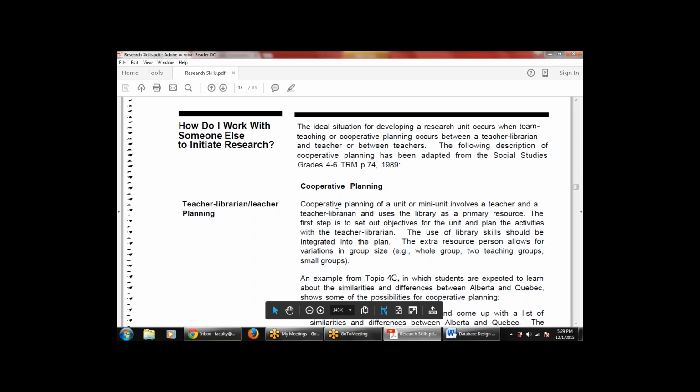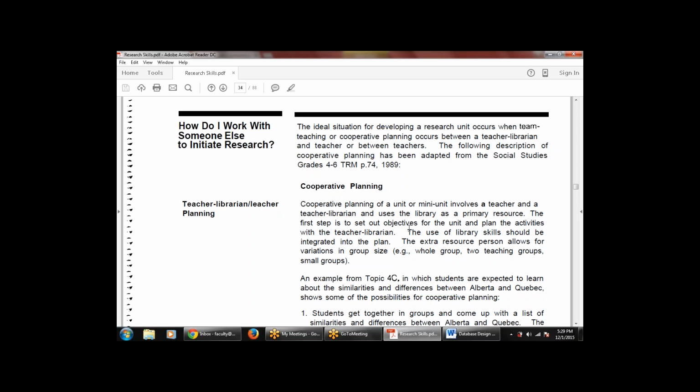So cooperative planning is a unit that involves the teacher librarian and the students, and uses the library as a primary resource. The first step is to set out the objective for the unit: what is the main objective, why they are working together, and what activities they are planning with the teacher librarian. The use of library skills should be integrated into the plan.